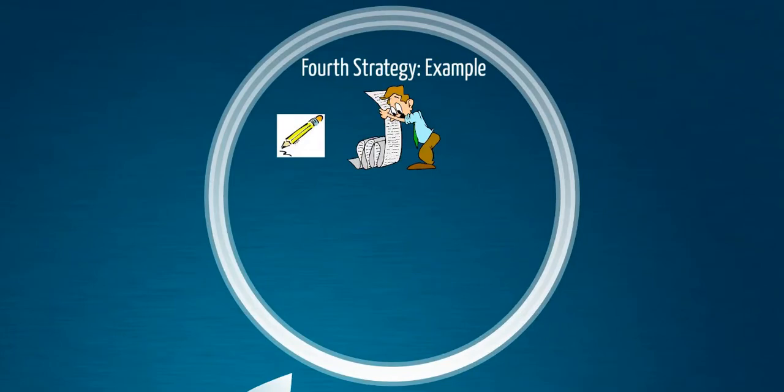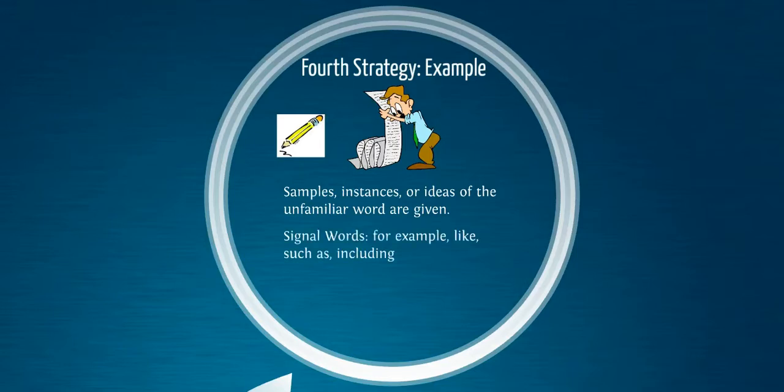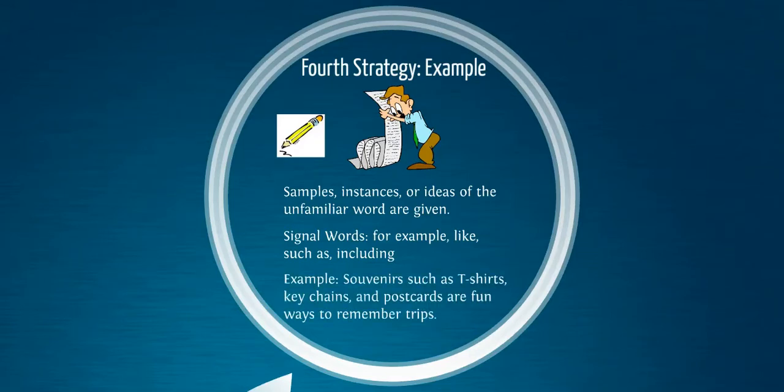Fourth strategy is that the sentence or somewhere around it will give you an example. Instances would be another way of saying an example. Signal words would include things like for example, like, such as, or including. And an example of that would be that souvenirs such as t-shirts, keychains, and postcards are fun ways to remember trips. So if you didn't know what souvenirs meant, then you're given an example right there.